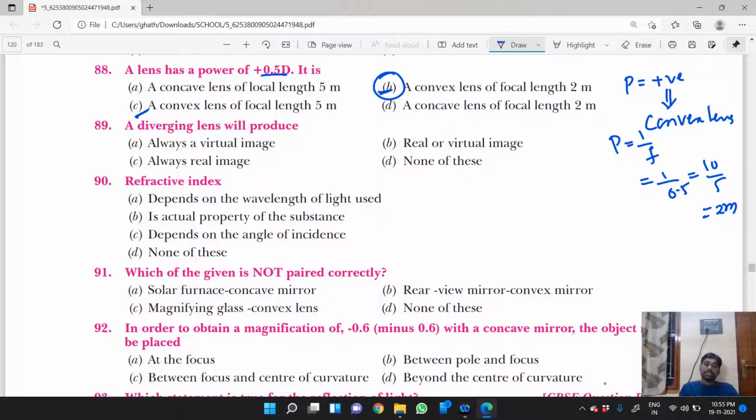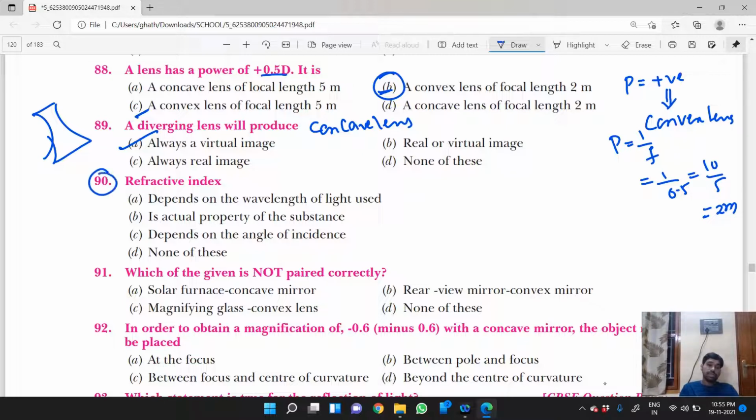A diverging lens produces, so a diverging lens is nothing but a concave lens, that is this lens. What will it produce? It always produces virtual images, because a diverging lens produces a virtual image.